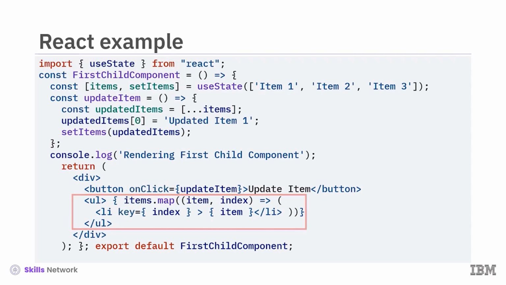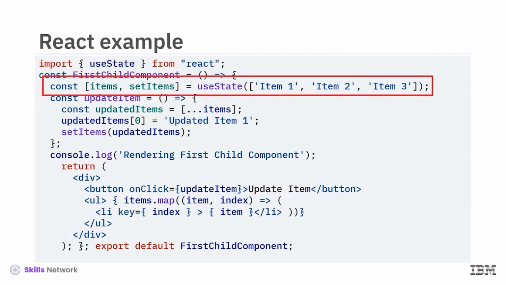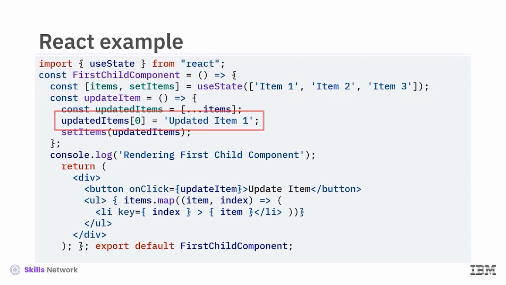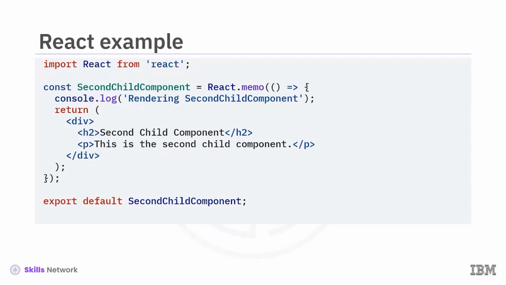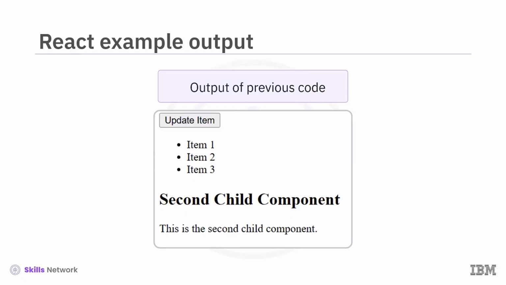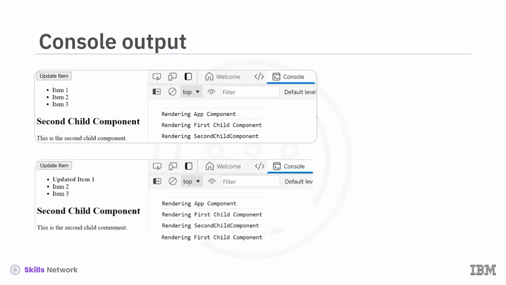In this example, the app component maintains the state of a list of items. The first child component has a list of array items with one button to update the first element of that item. The second child component only shows information related to that component. The output of the above code is as shown. If you inspect the console logs, you'll notice the following behavior.